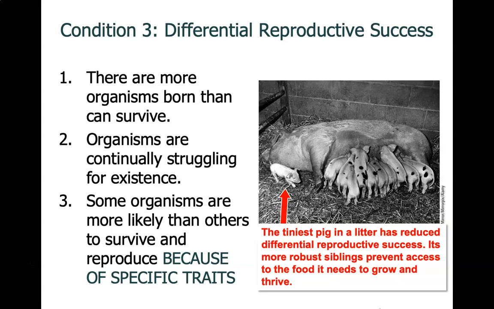So the example that our book uses is this poor little tiny pig who is born small and cannot compete with its siblings to get food. And so that guy is not going to survive as well as the others. And so he's not going to pass on his genes. So if this poor little pig just happened to be born with the small gene that makes him smaller and less robust than the others, he's not going to survive. He's not going to pass on that gene because the other individuals have the genes that allow them to be bigger and stronger.